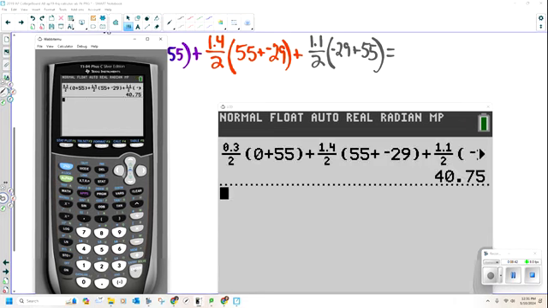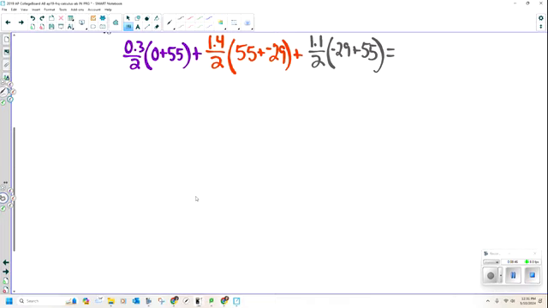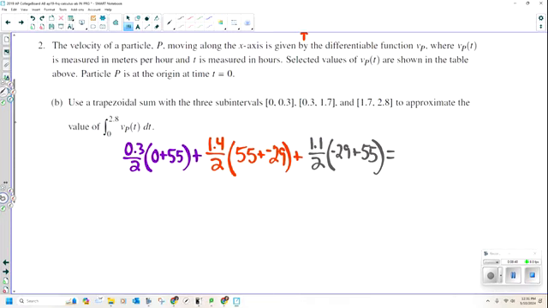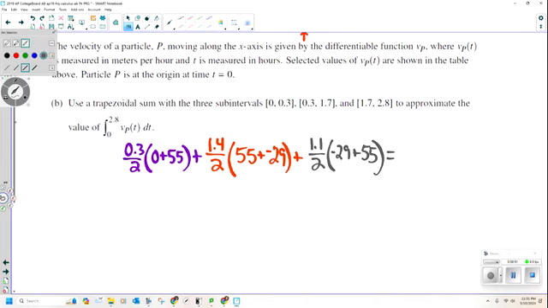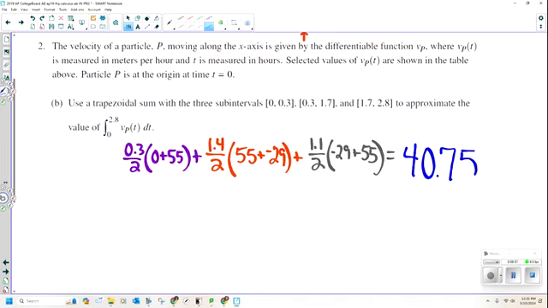I think I typed it all in great, and we get 40.75. I mean, we don't have to round. They don't ask us for anything in particular in terms of label. I mean, these first 2 sections, A and B, you know what I'm going to say, kids, is cake.